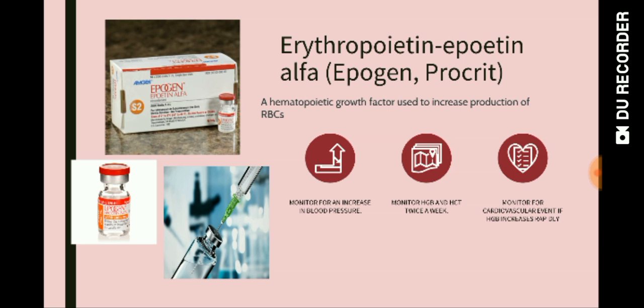So, Epogen is a hematopoietic growth factor, which is used to increase the production of red blood cells. They give this to people who aren't producing enough red blood cells of their own. This helps them to produce more. But when you're giving it to them, you want to monitor for some things: monitoring for an increase in blood pressure, monitoring the H&H twice a week, and monitoring for cardiovascular events if the hemoglobin does increase too rapidly.